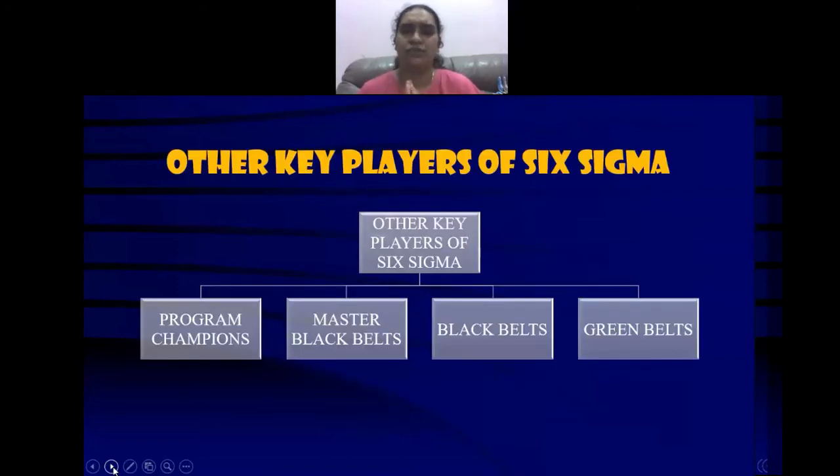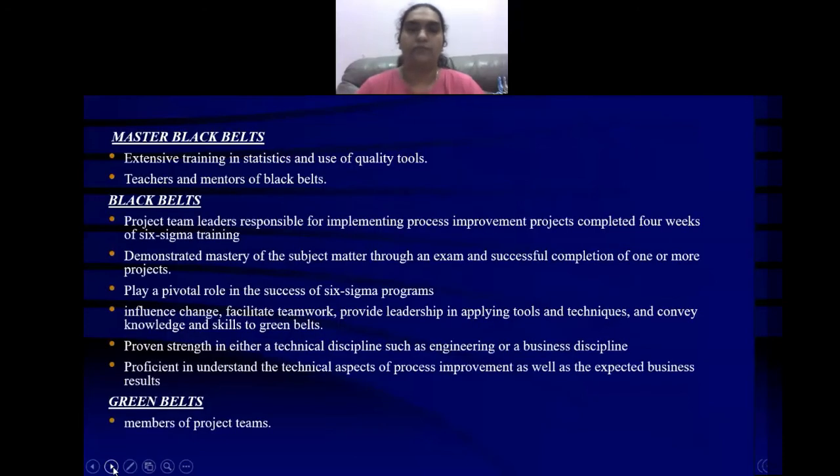So next we move on to the other key players of Six Sigma, which are program champions, master black belts, black belts, and green belts. In this part we want to look at the 3 key players, which are master black belts, black belts, and green belts only. First of all, master black belts are in extensive training in statistics and the use of quality tools, and these master black belts are the teachers and the mentors for the black belts.